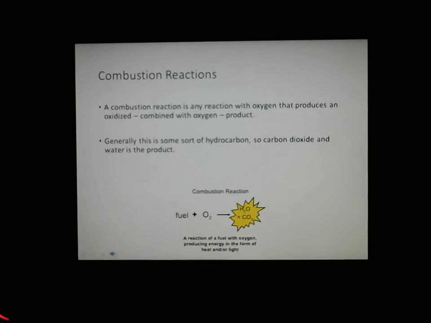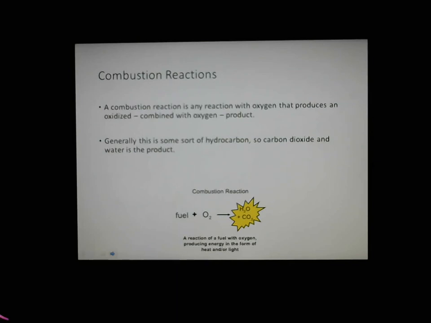Now our last reaction type is the combustion reaction. Combustion reactions are very straightforward. At this stage they're sometimes called redox reactions, but redox reactions have a little bit more complication behind them, so we're just going to get you started with combustion reactions this year. Combustion is any reaction with oxygen that produces some sort of oxidized product, and oxidized means combined with oxygen.